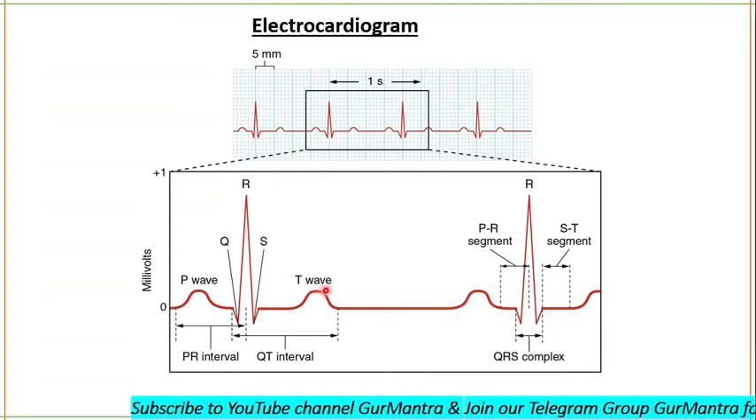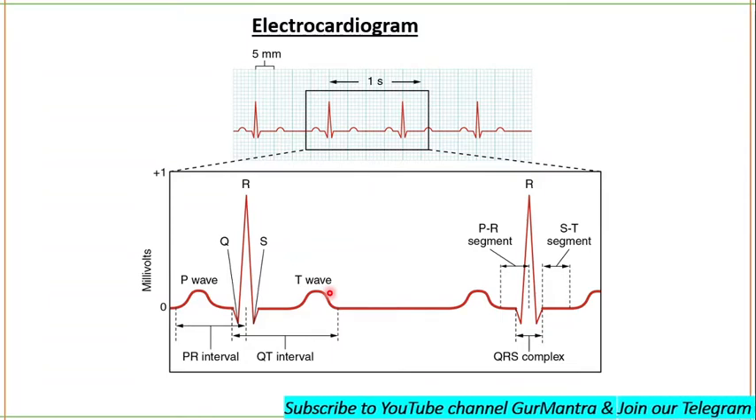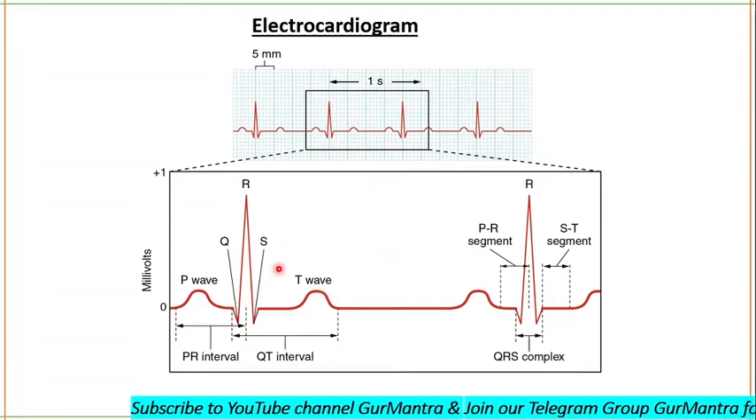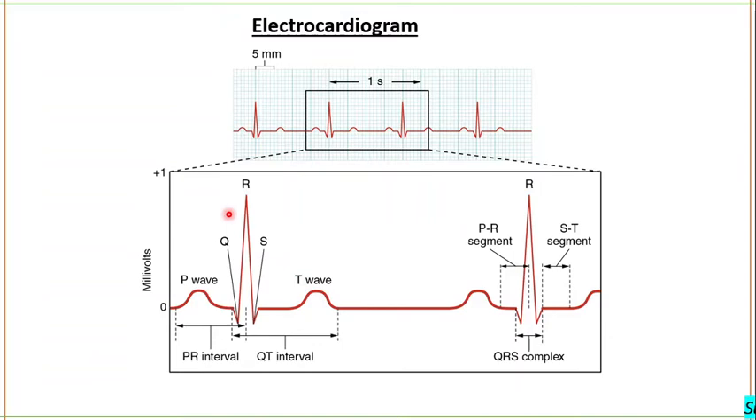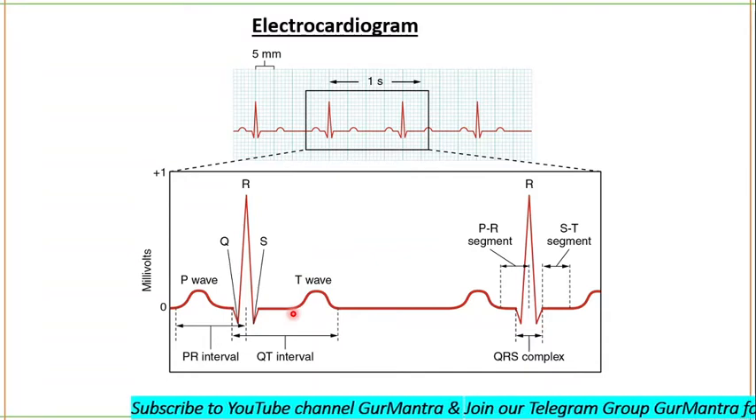And this T wave, what is it indicating? It indicates ventricular repolarization, and that occurs just after the ventricles start to relax. The T wave is smaller but wider than the QRS complex. It indicates that repolarization is a slow process compared to depolarization.